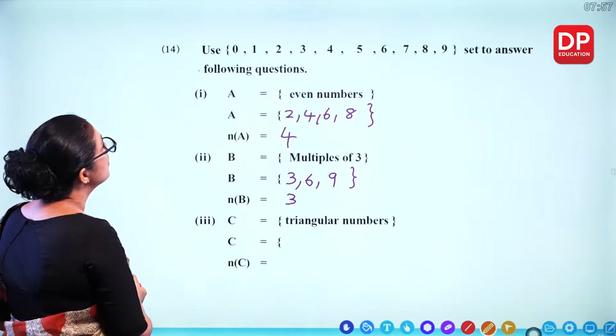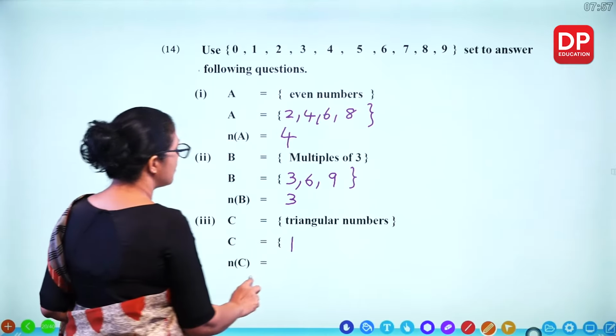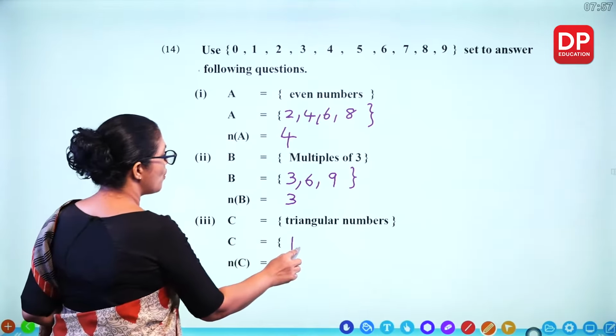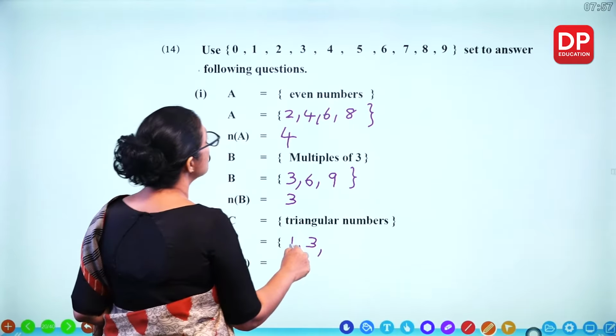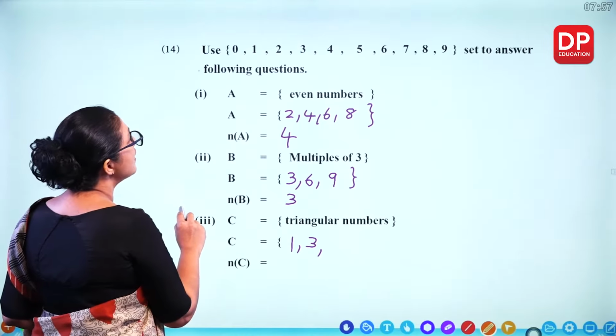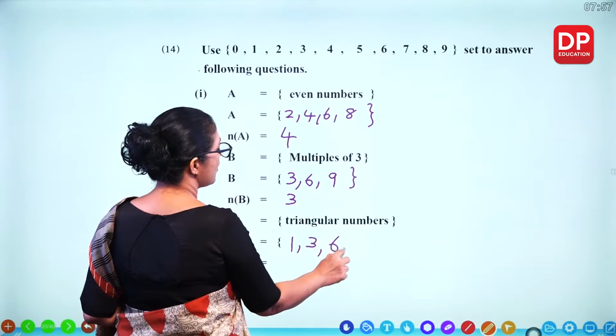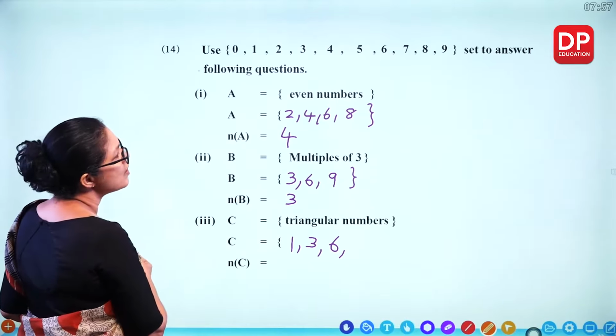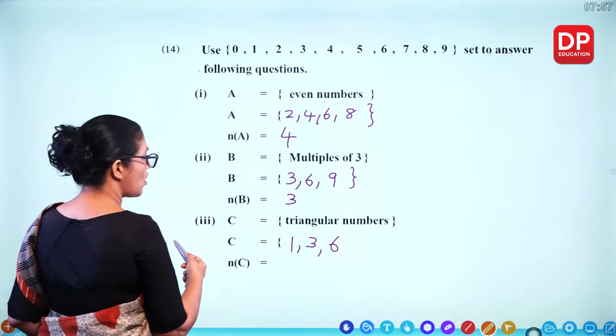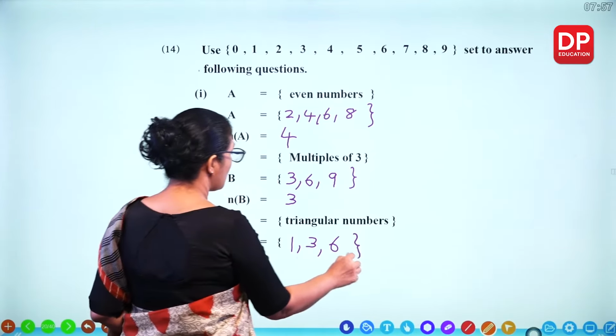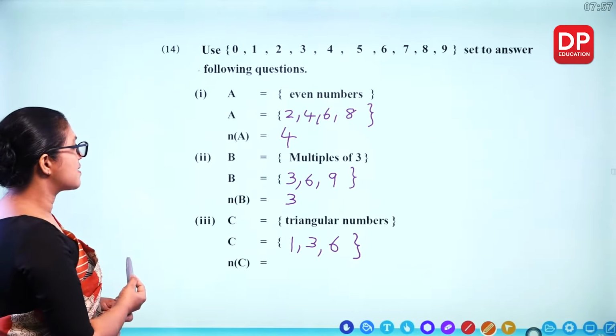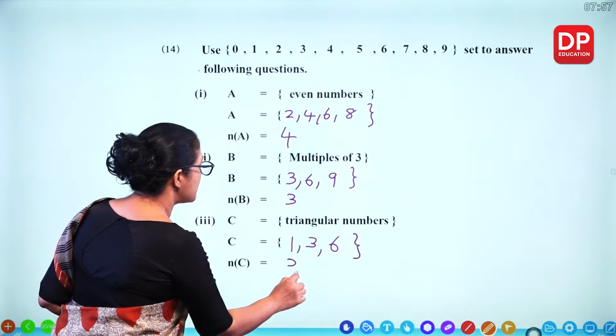Triangular numbers. What are triangular numbers? 1. 1 plus 2, 3. 3 plus 3, 6 is a triangular number. 6 plus 4, 10. So 10 is not here. So we can write 1, 3, 6. So 3 elements are there.